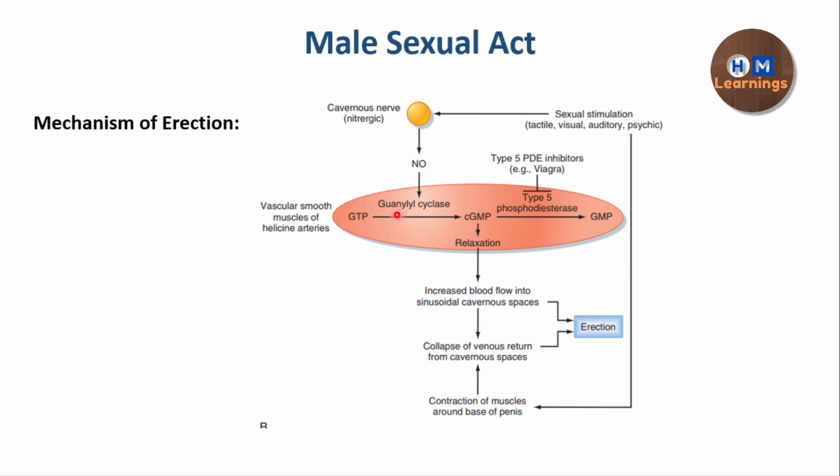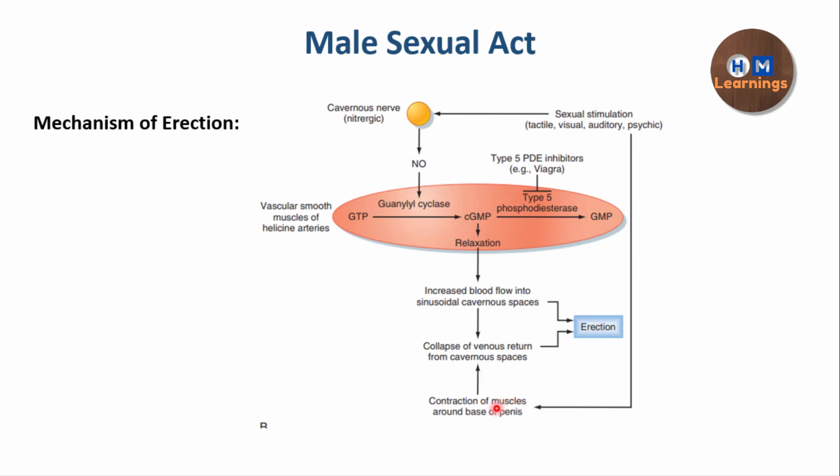So it will activate the guanylyl cyclase, which will convert the GTP to cyclic GMP, and this cyclic GMP will cause a relaxation of the smooth muscle cells. So that's another thing you already know. It will cause the accumulation of the blood flow, and venous return is also decreased.